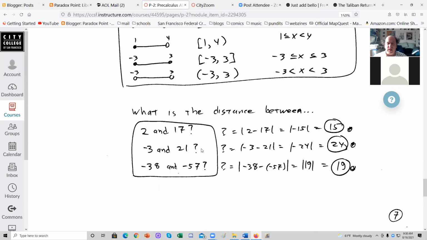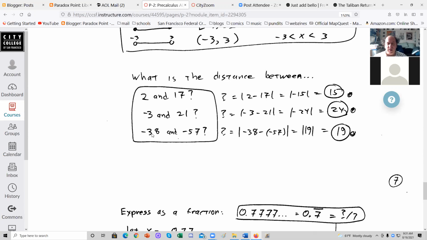Here they ask for the distance between 2 and 17. How far are they apart? Well, the distance is the absolute value of 2 minus 17. That's the absolute value of -15, which is 15. What's the distance between -3 and 21? Well, it's the absolute value of -3 minus 21, which is the absolute value of -24, which is 24.